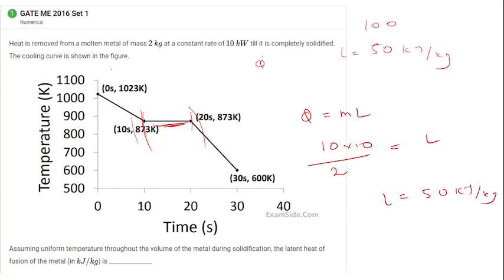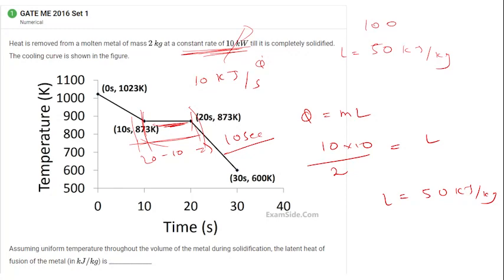So, the heat removal Q is already given as a rate. The rate of heat removal is given as 10 kilowatt, right? So from here you can get the Q. How much time is taken for the solidification process? 20 minus 10, that is 10 seconds, right? So from there you can calculate how much heat is dissipated in that time. Like per second it is 10 kilojoule.